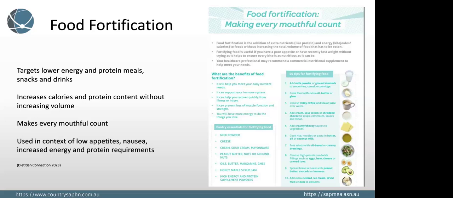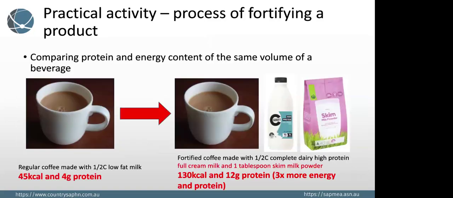So we work with them to find foods within their diet that I think aren't providing enough protein or energy. How do we increase this? And we put different products in there to make sure that it hits those targets. It's used in the context of low appetites, nausea, or increased energy and protein requirements. If someone has had a fall or had some sort of condition, like cancer, for example, where they need a little bit extra.